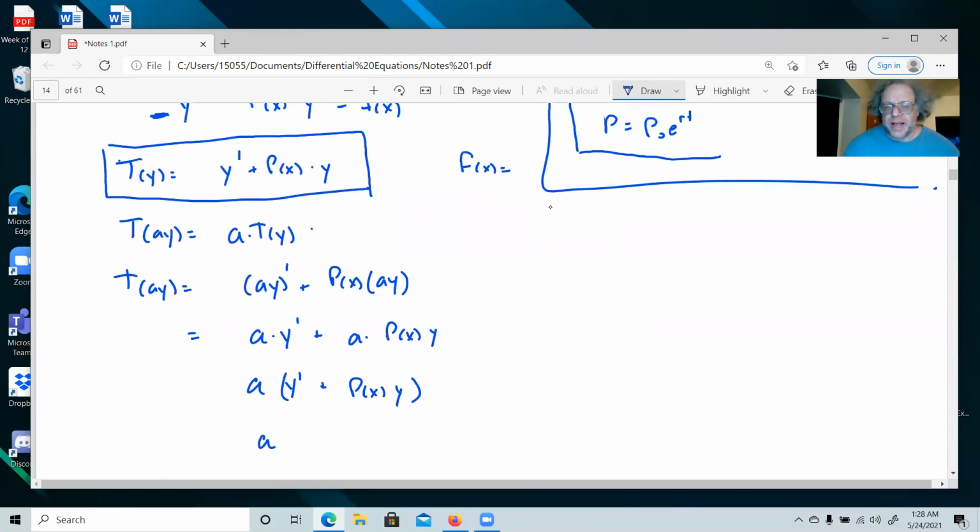And what the heck was T again? T was this thing right here. So this is a times T of y. So this is what we wanted to show. This is what we've shown. So we're good. That's condition 1.